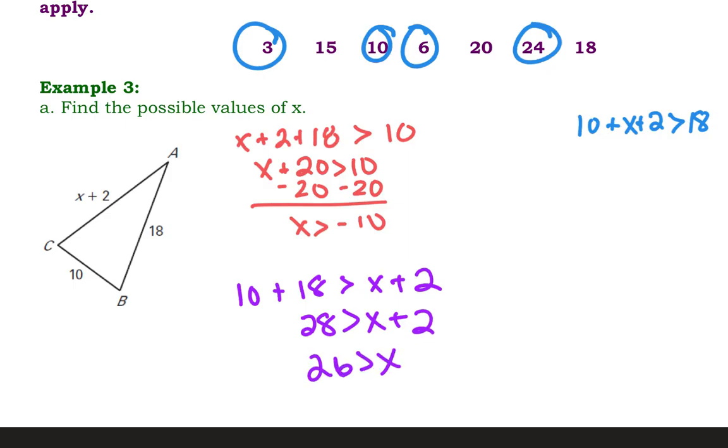And then we do the last one. 10 plus 2 is 12. Minus the 12, and x has to be greater than 6.